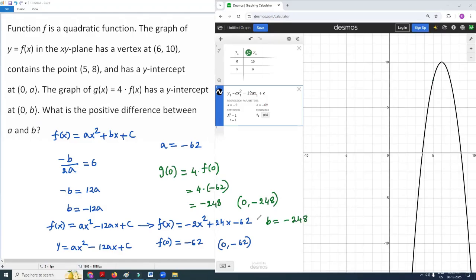248. Okay, here we got the values of both a and b, and our aim is to get the positive difference between a and b. Let's use Desmos to get it. Since we have to get the positive difference, we can use the absolute value sign. To get the difference, we do subtraction between the values of a and b. Let me take the value of a at first, that is negative 62, then minus, then the value of b, that is negative 248. Here I got the positive difference between a and b, that is 186.